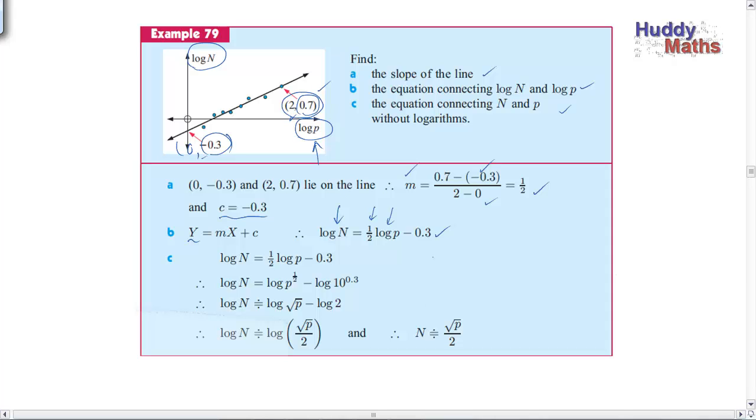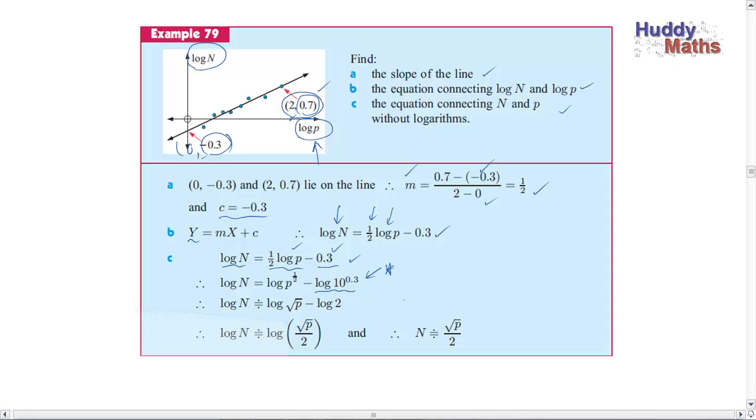So we've got a rule, because we've straightened the curve out, if you like, by using logs. So there's our rule. Now the log of n is a half log p take 0.3. Do you remember your work with logs? We must write 0.3 as the log of something. We can't combine numbers and logs. So we can write 0.3 as the log of 10 to the 0.3. So that's an important little trick there. Okay, 0.3 is the log of 10 to the 0.3.